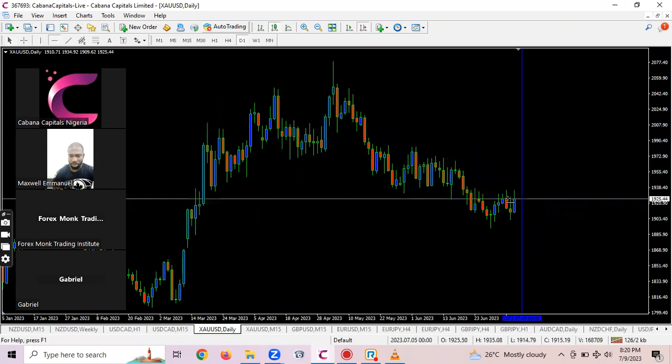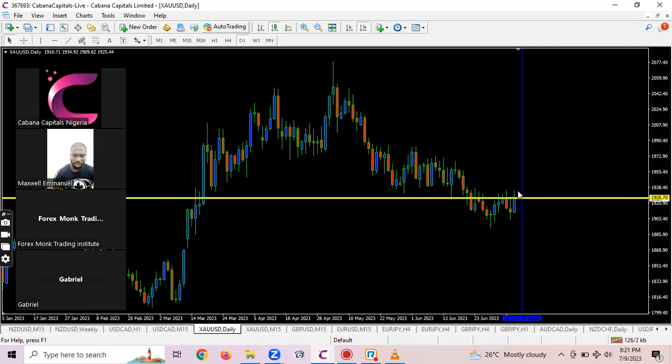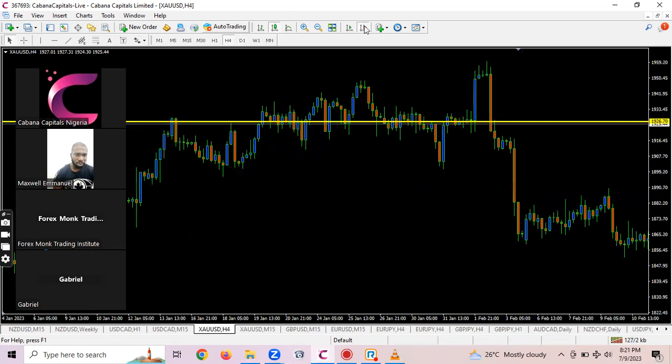It successfully breaks this resistance. We tried breaking it last Friday, but it could not. You can see it just tested the previous high. Can you see it? There was a rejection from that high. So we could see price pull back to a fair value gap or a support level.